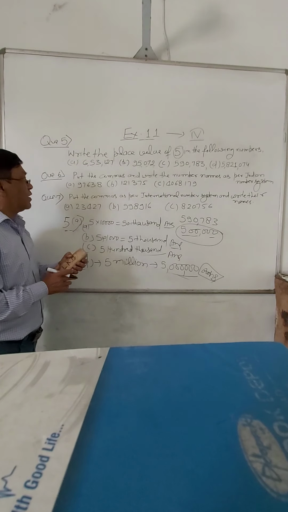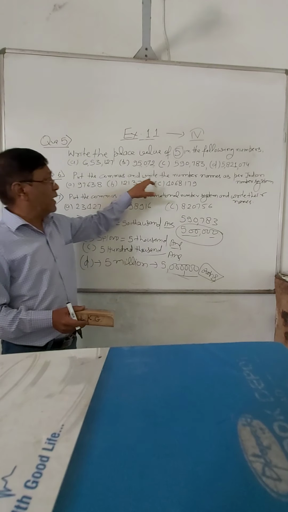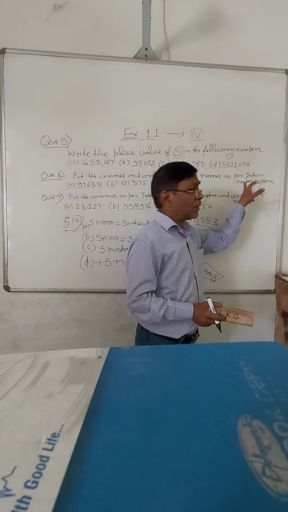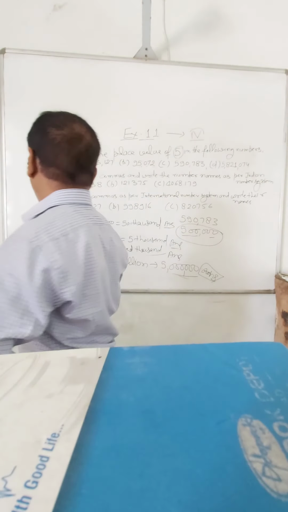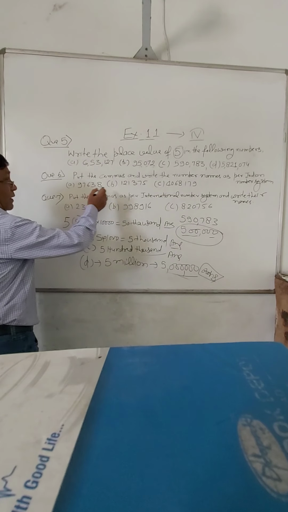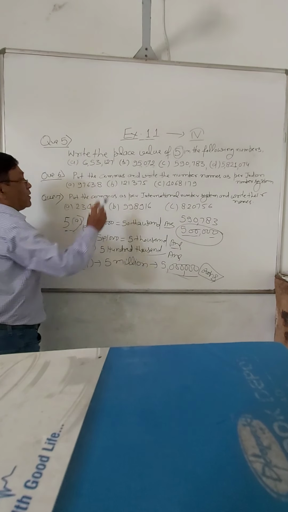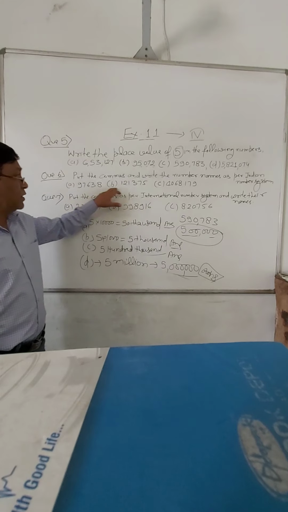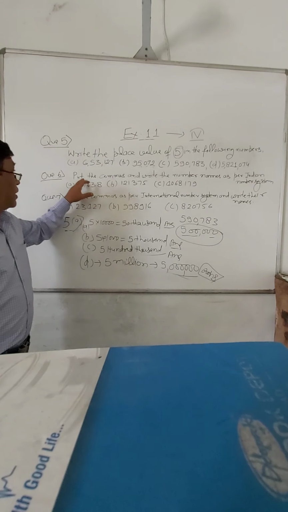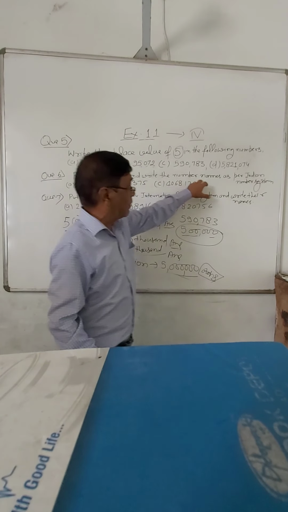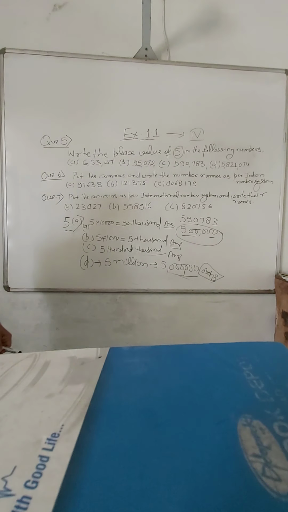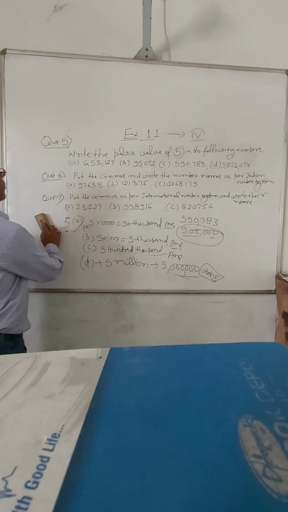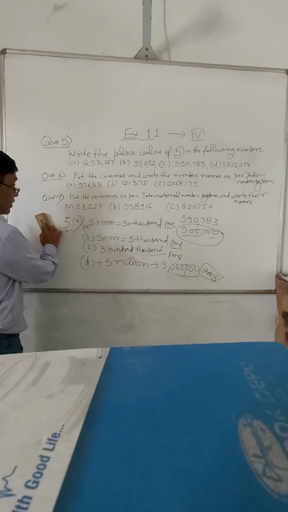Question number 6, what is there? Put the commas and write the number names as per the Indian number system. Different digits are given to you, and according to the Indian number system you will have to put the commas. Put the commas and write the number names. After putting the commas, you have to tell what the name of that number will be as per the Indian system.